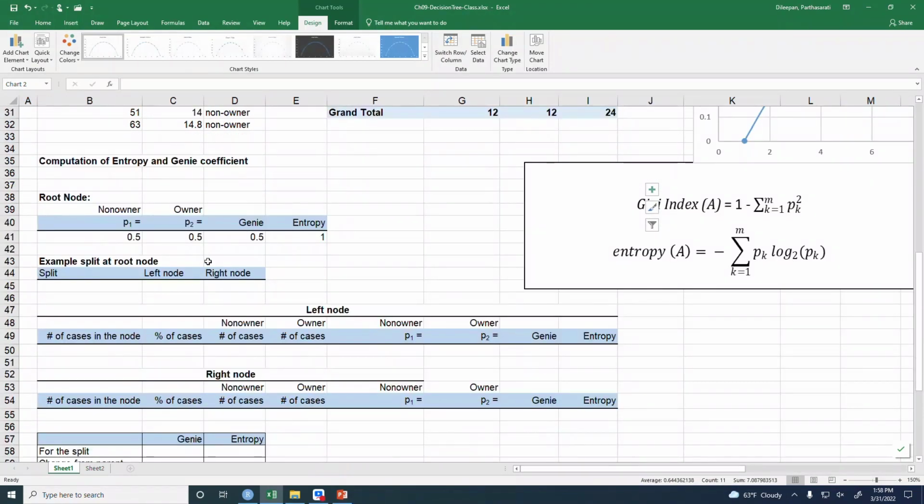Now what we want to know is, for a given candidate for splitting, how do you evaluate a given split? Then we will repeat that same evaluation for all the possible splits and select the best one. So that's what we're going to do. Let's see how to compute these two measures, Gini index and entropy, for one particular split.